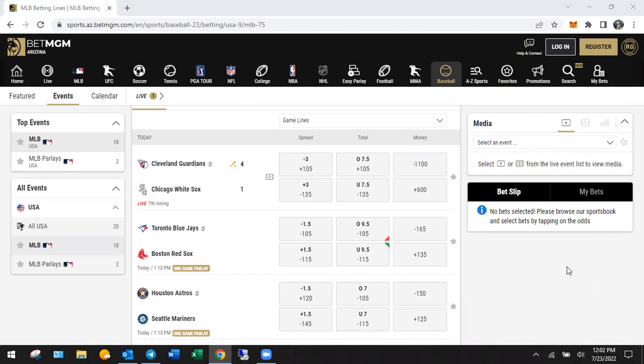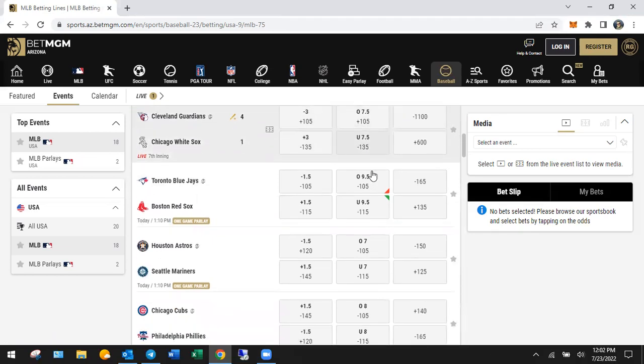Now, in this video, what we want to do is go over the over and under spreads just to explain what they are. So for this example, we're in BetMGM. We're going to go to Major League Baseball, which is where we are, and you can see the lines here. You have the spread, the total, and the money line. You're looking at the total line, the total runs under and over.